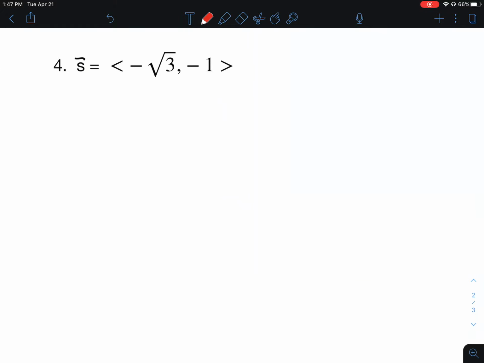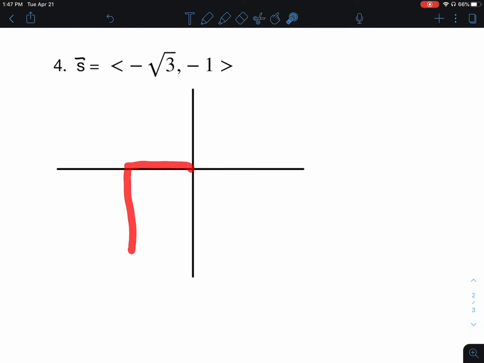Number 3, we have vector S. This is going to be in quadrant 3. So we're going to have to go left square root of 3 and down 1. Square root of 3 is bigger than 1. It looks something like this if we make our right triangle with a reference angle, with a reference triangle. That means we're going to use the x-axis as one of the legs. So we went left square root of 3, down 1.